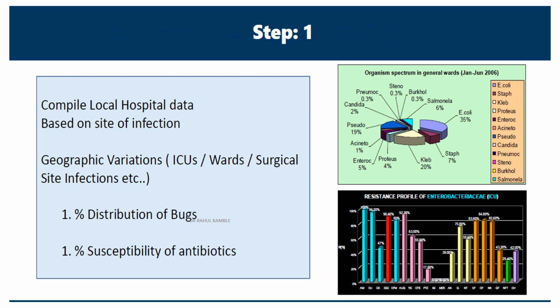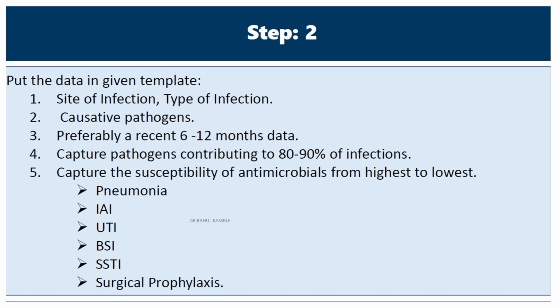What are the steps of preparing an antibiogram? First, compile all the local hospital data based on the sites of infection from different clinical areas like ICU, wards, and others. See the distribution of organisms across different departments. See the susceptibility of the antibiotics against different organisms. For example, put the data in a given template. I will share the template in the next slide. Enter the site of infection, the type of infection, and the causative organisms. Preferably, six months of data is required, or at least 12 months. Capture pathogens contributing to 80 to 90% of the infections, which means the most commonly isolated organisms causing infections should be included in the antibiogram. And capture the susceptibility of antimicrobials from highest to lowest, with the highest sensitivity used to prepare the antibiogram.